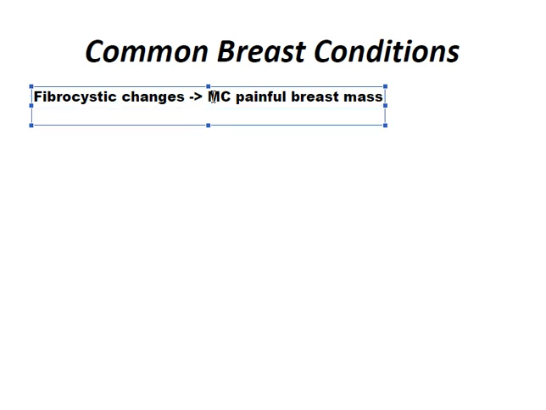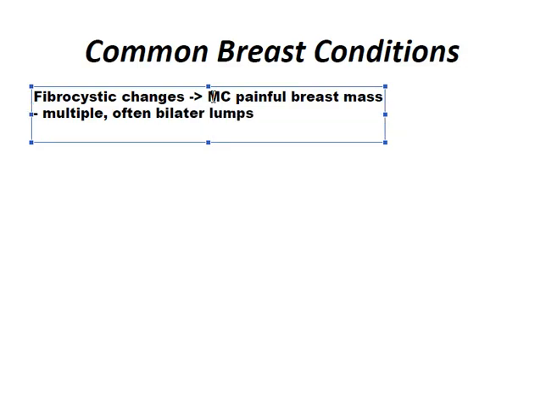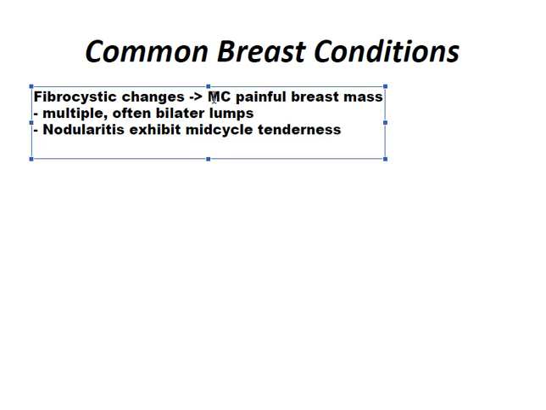So the clinical presentation is extremely common. You see multiple, often bilateral lumps. You also see nodular lumpiness exhibiting mid-cycle tenderness, and it most often occurs in the upper outer quadrants. So that is the fibrocystic change associated with common breast conditions.